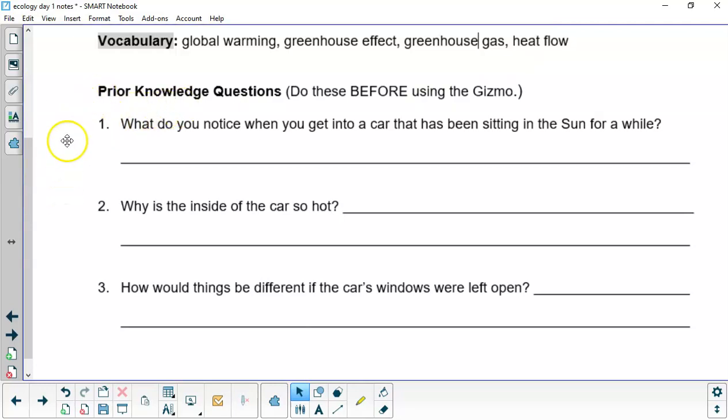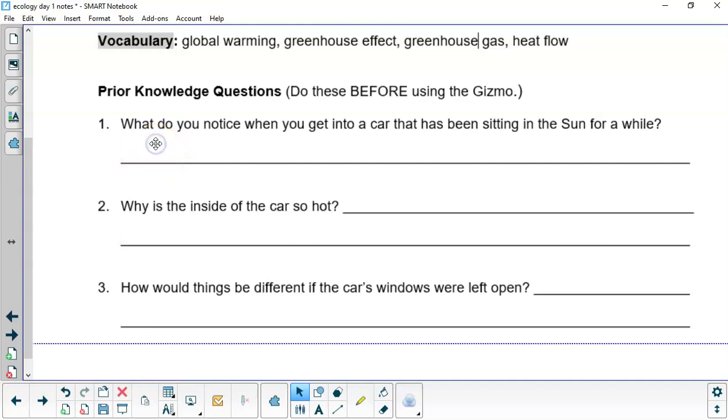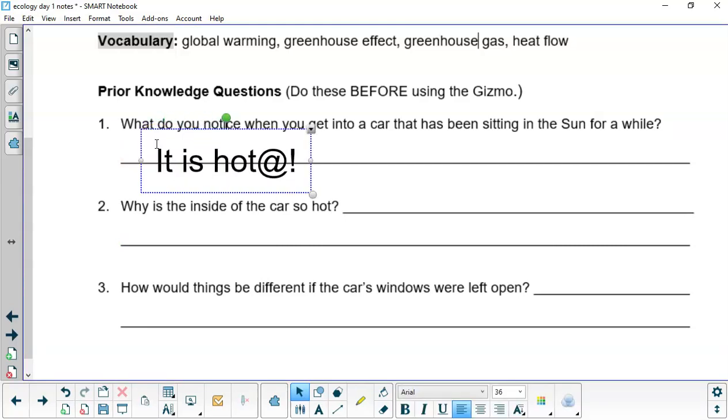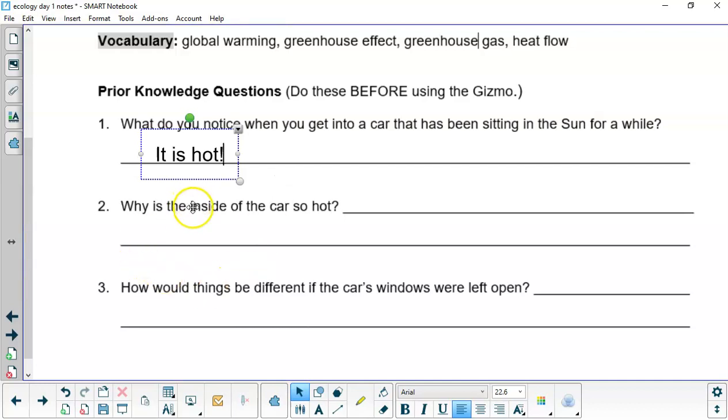So prior knowledge questions here. Number 1, what do you notice when you get in a car that's been sitting in the sun for a while? Okay, well, I would maybe write down, it is hot, right? Like my son will complain that his seatbelt is too hot and he can't buckle it. Things like that, right? So in the summertime, if the car's been sitting in the hot sun, it gets really hot inside. But why is it so hot? I mean, it's getting the same amount of sun as the air outside the car. Why can the car get 100 degrees hotter than just the air outside?